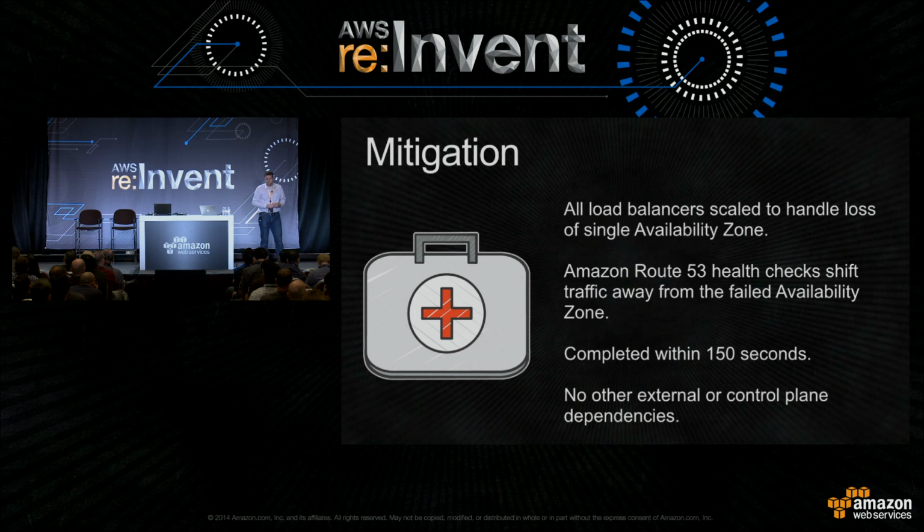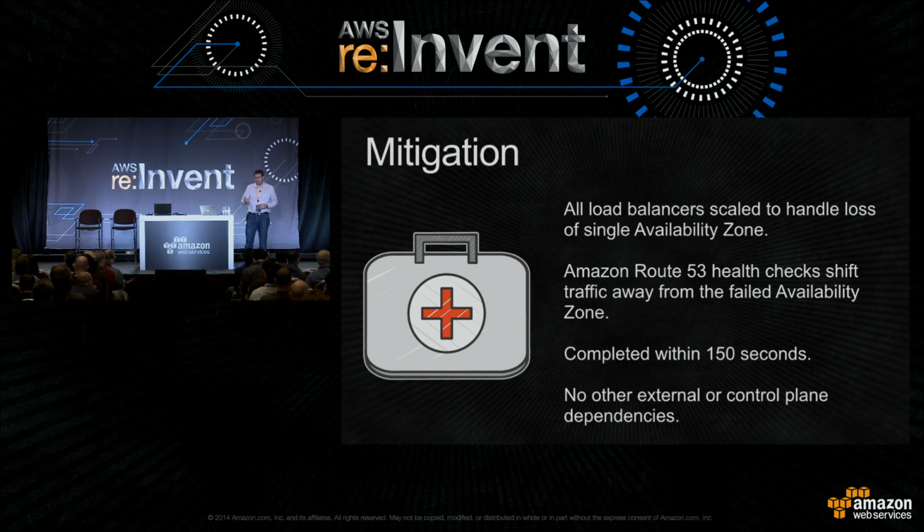So on mitigation, as I said earlier, all load balancers are scaled to handle the loss of a single availability zone. So we make sure if you're in 2 availability zones, we are going to double up on the capacity in either one so we can handle the load if we lost one. If you're in 3, you can work it out, we'll add extra capacity in those zones. So we always make sure we have that capacity available.